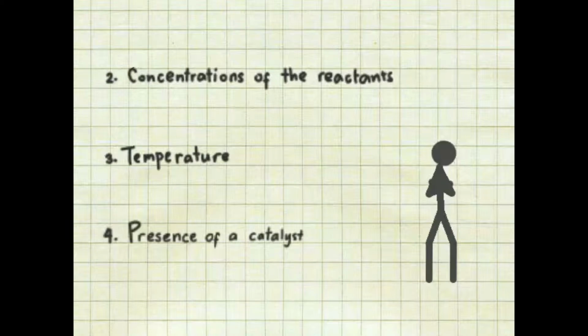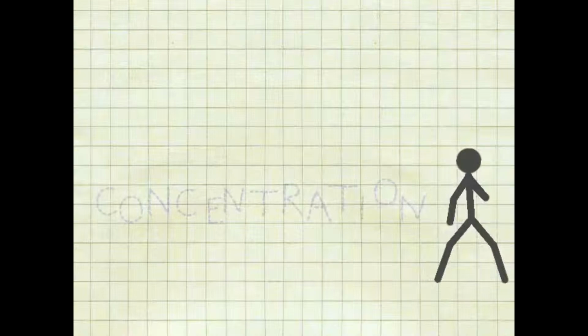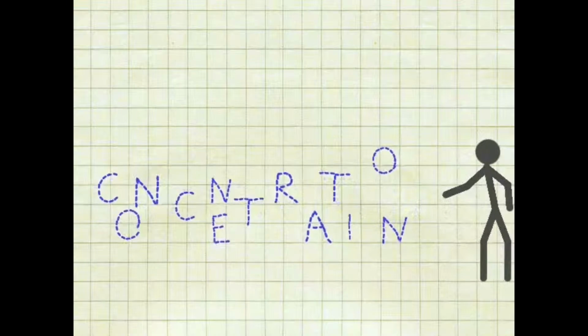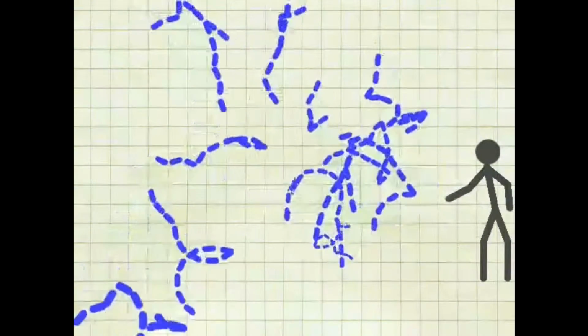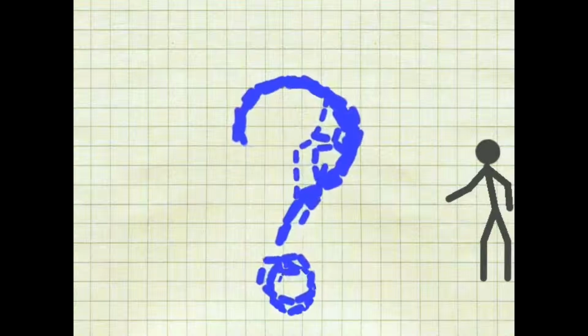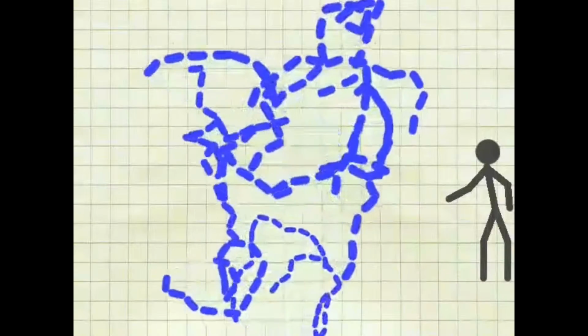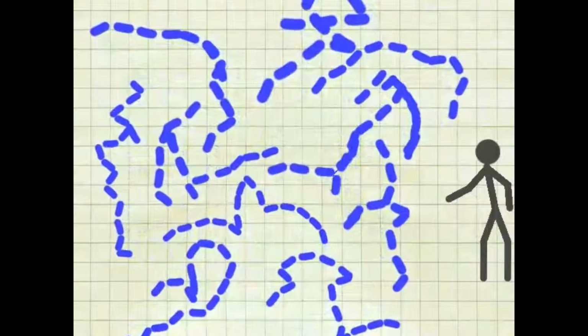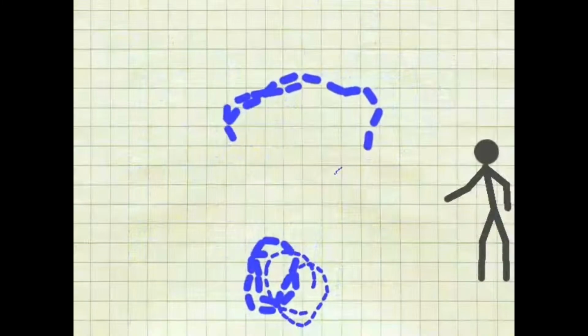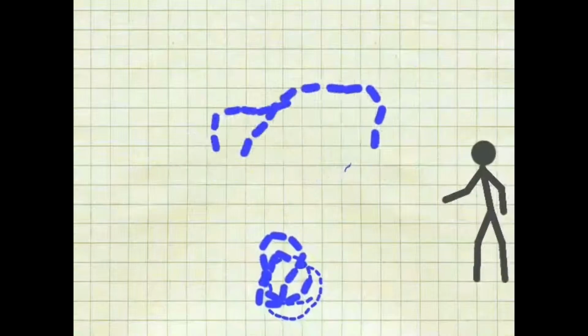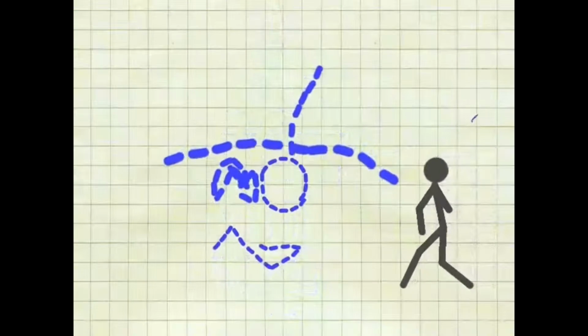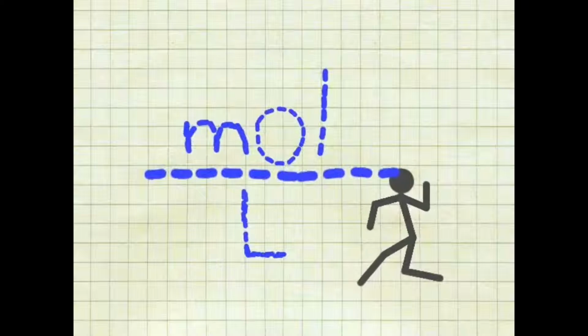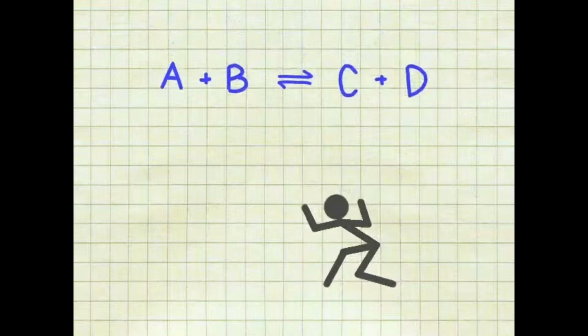So, first off, we're going to talk about the concentration. What is concentration though? Generally, it is defined as how much of an object there is in a given space. It's practically the same in chemistry, in that concentration is usually measured in molarity, or the amount of moles of a substance over the total volume of the container. So how does concentration affect a reaction's rate?